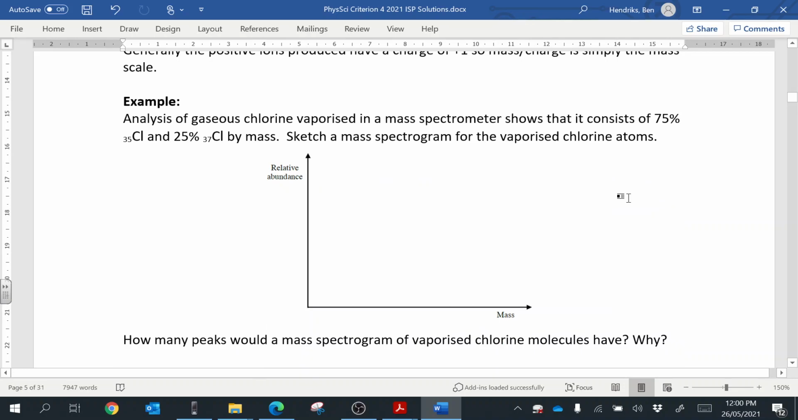So, an example here is: analysis of gaseous chlorine vaporized in a mass spectrometer shows that it consists of 75% Cl35 and 25% of Cl37. Sketch a mass spectrogram for the vaporized chlorine atoms.